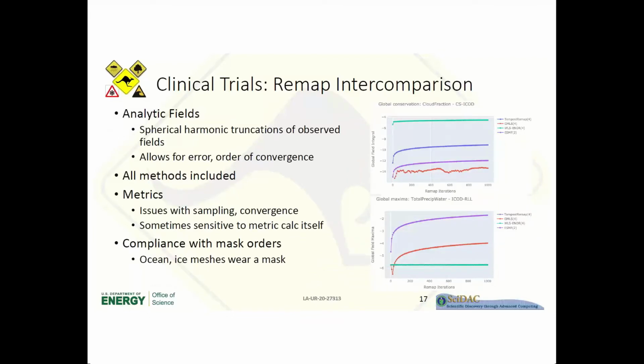I should mention that the fields we're remapping in this framework are based on observed fields, but we've done a spherical harmonic truncation of that to provide an analytic representation of those observed fields. So these are examples for total precipitable water and cloud fraction. And you can see the order of schemes changes with whatever metric you're looking at. We're also comparing ESMF as part of that, as the placebo part of the trial.